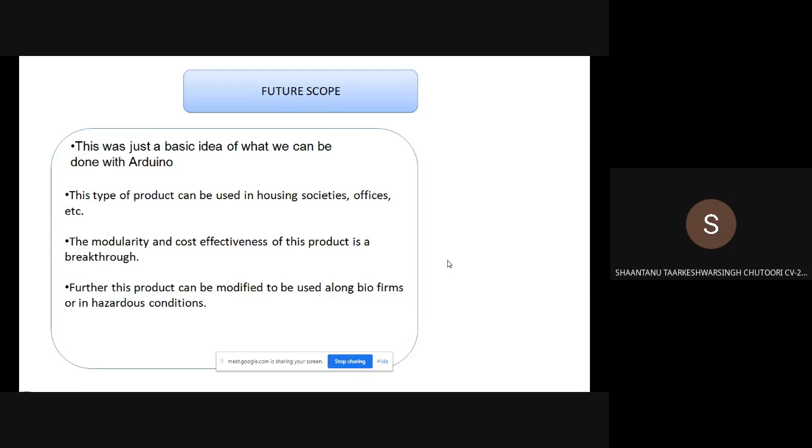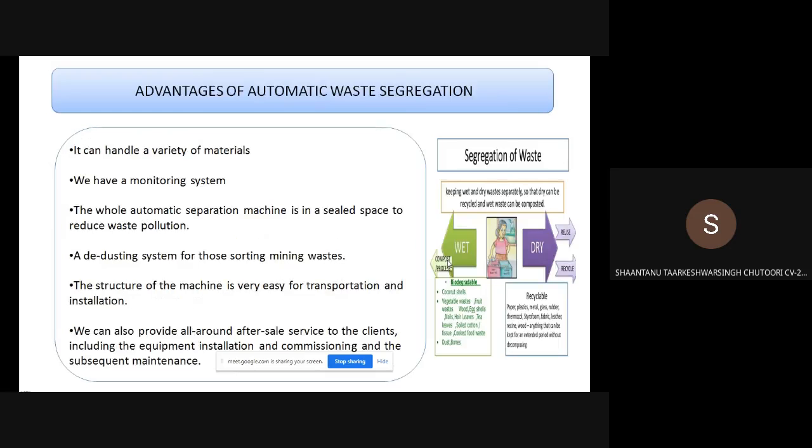The advantages of this automatic waste segregation: it can handle a variety of materials, both municipal solid waste as well as mining waste. A specialized deodorization system can help make a cleaner and healthier working environment. A monitoring system keeps the working process smooth and running. The whole automatic separating machine is in a sealed space so as to reduce waste pollution. There is also a de-dusting system in place for sorting of materials producing large amounts of dust, such as mining waste. The structure of this machine is very easy for transportation and installation. Next.